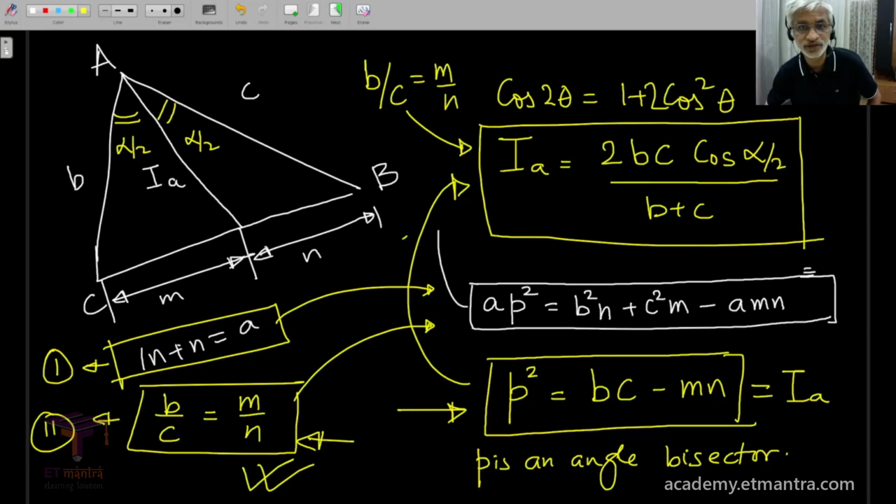So a little bit of trigonometry is all you will require to go from, please note that it is better to proceed from here. So it is very important to proceed from here to here. Is not going to be difficult. So you have another formula for the length of the angle bisector.